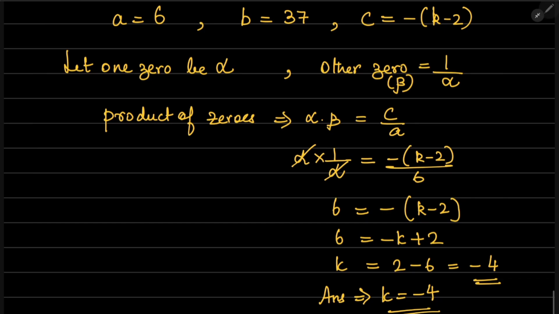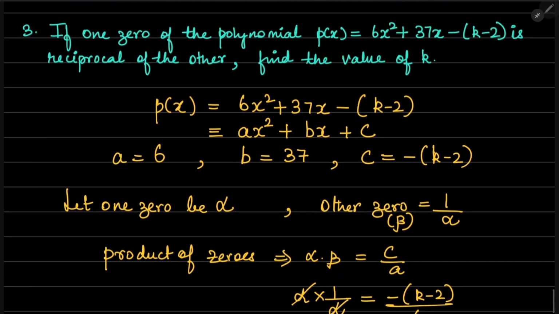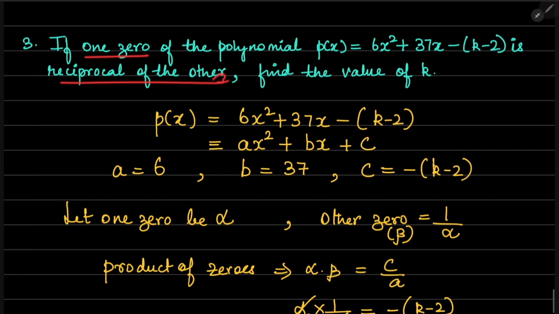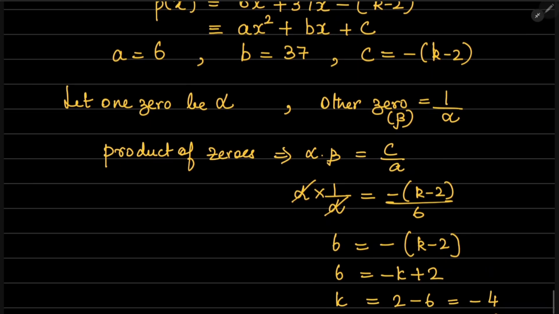That's your answer. Very easy. You should clearly be able to understand when you are given a relationship between two of the zeros. Here it's given that one zero is the reciprocal of the other. Very easy, very simple.